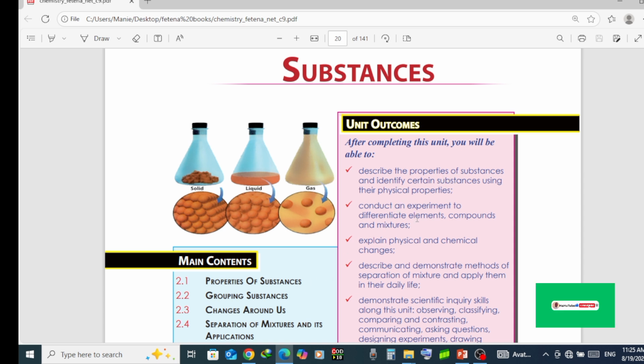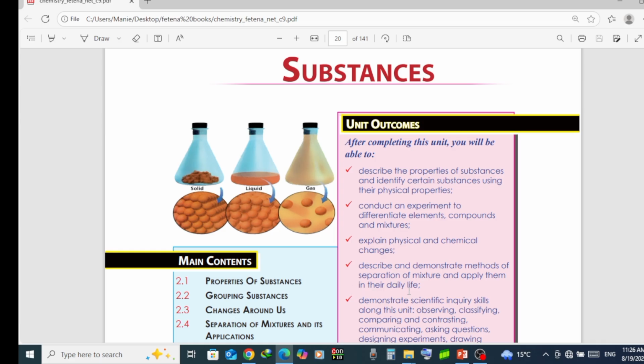And the other objective is to conduct an experiment to differentiate elements, compounds, and mixtures. Under substances, we are going to see these three things: elements, compounds, and mixtures. So after completing this subunit, we are going to conduct an experiment to differentiate these three things. And the other objective is to explain physical and chemical changes. What a physical change is and what a chemical change is will be explained after dealing with these contents.